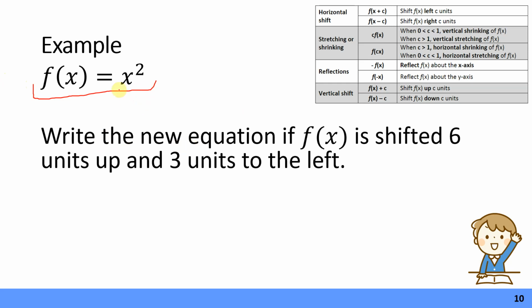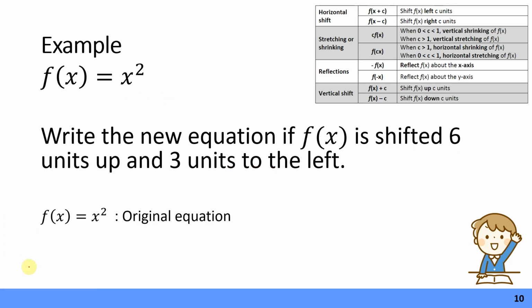Write the new equation of f of x, so this is the original. We have to convert or transform it in this way. We're going to have to shift it 6 units up and 3 units to the left. So we're going to have to add 2 transformations to this equation. Okay, it's very possible we can do this. So let's go ahead and do the first one.